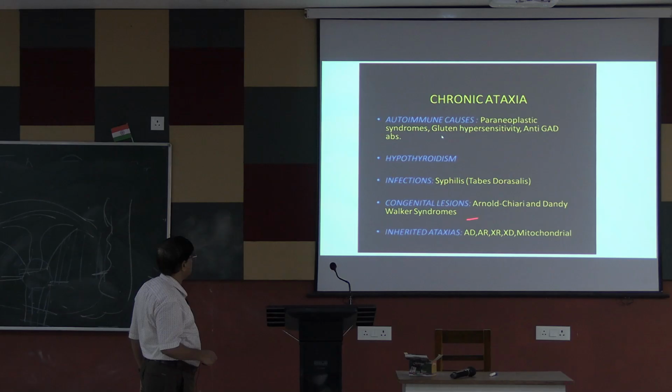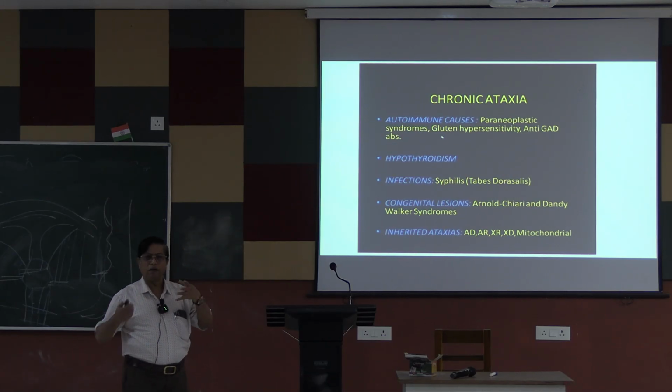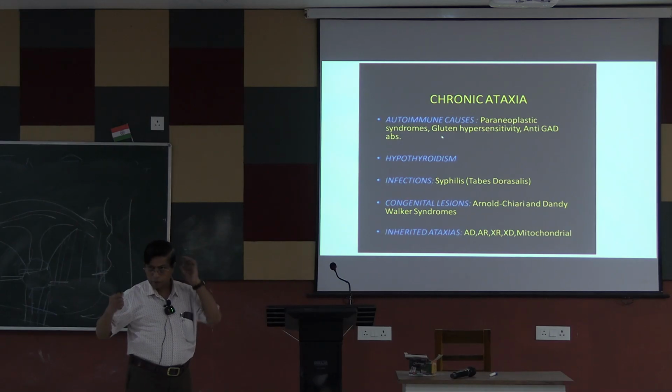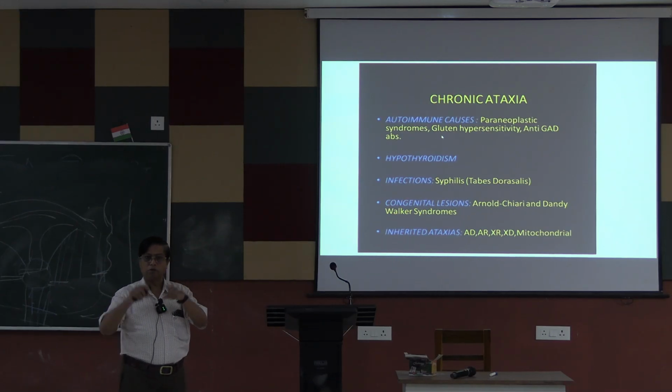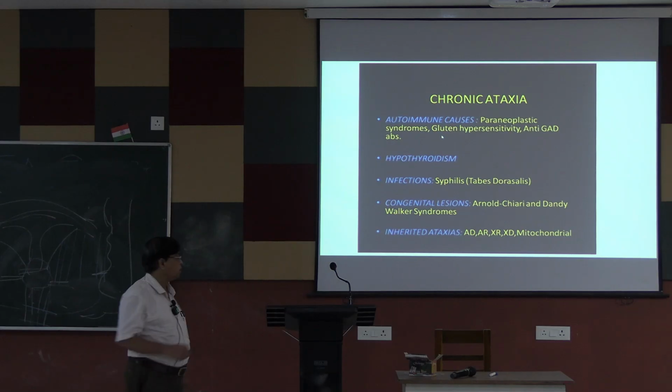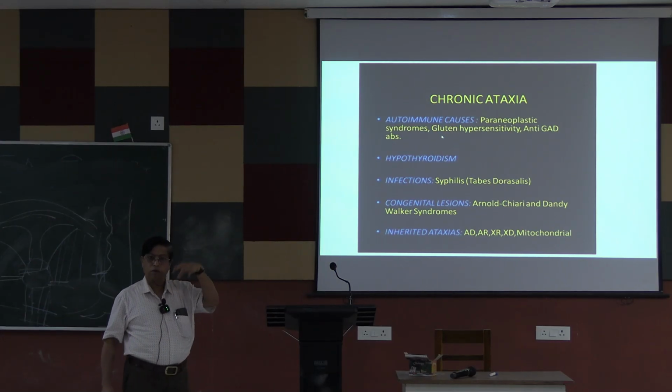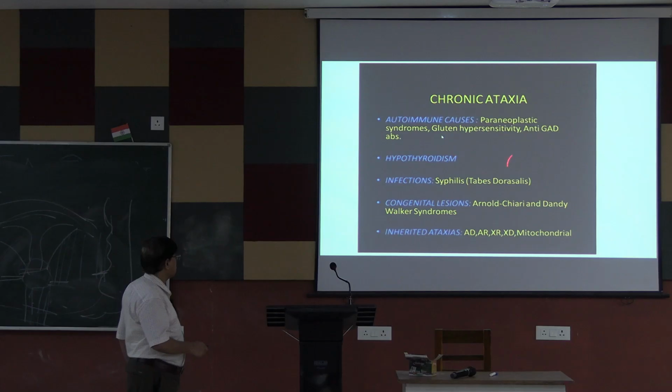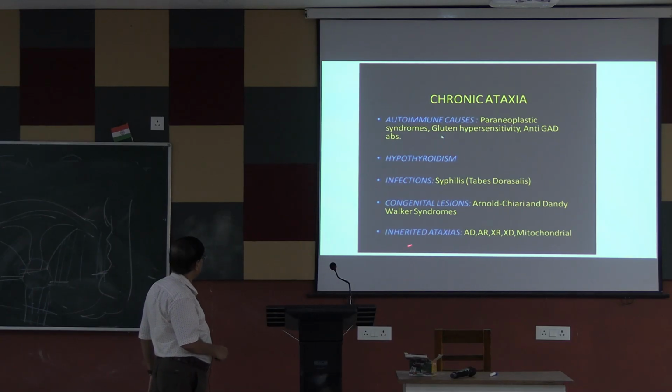Congenital lesions are Arnold Chiari malformation and Dandy-Walker syndrome. These are congenital skeletal abnormalities seen in the upper neck. There is crowding of the neck vertebrae, and also an enlarged canal, which is very important. This causes cervical syringomyelia. I have told you there is an enlargement of the spinal canal. So this occurs in this, and this can also cause chronic ataxia.